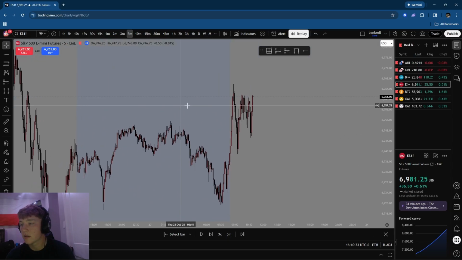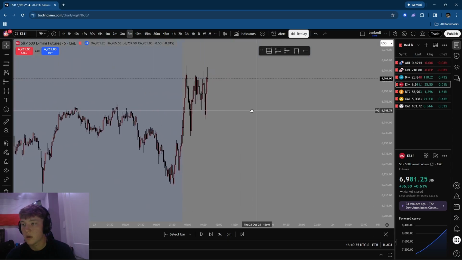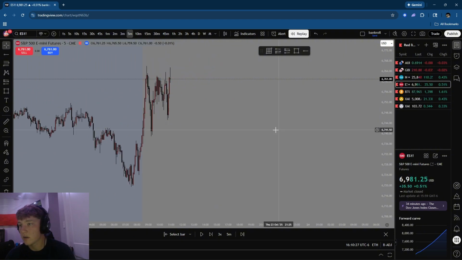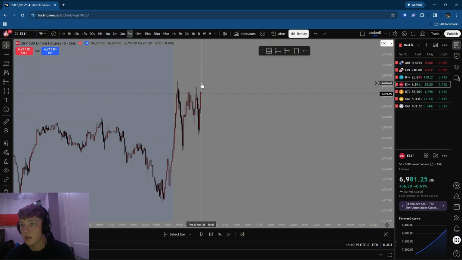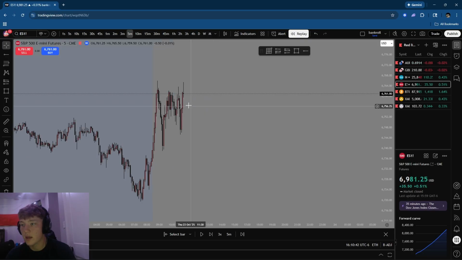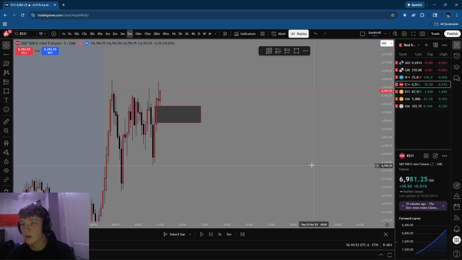Nice. Nice. Okay, I'm kind of looking at shorts here. We just took out this high. Yeah, that high actually got taken out. And we're coming up. We could try and take out this high. If we don't, I would like to see an inverse of this gap. Okay. Boom, okay, we have that gap marked out.